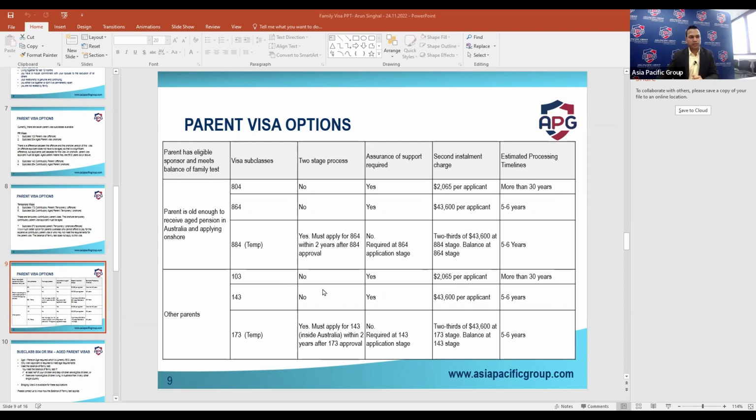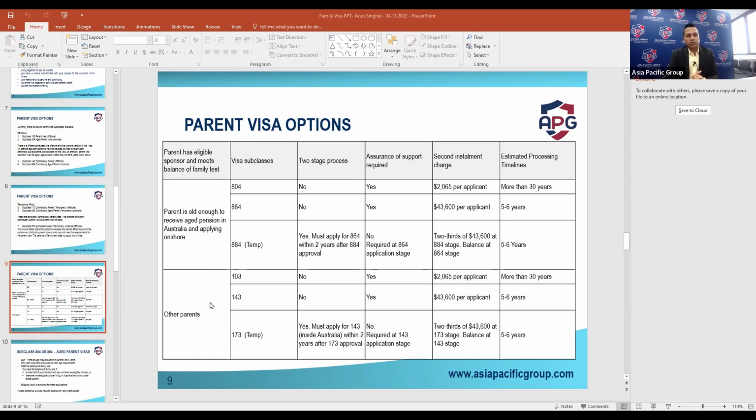Okay, so with the normal offshore parent visas, the 103 parent visa again has a 30 years processing time. The fee is very nominal, 4,355 first installment, 2,000 last installment. But basically, there will be no bridging visa for this, and the applicant will always be offshore. So it's not at all beneficial to apply for the 103 visa at the moment.